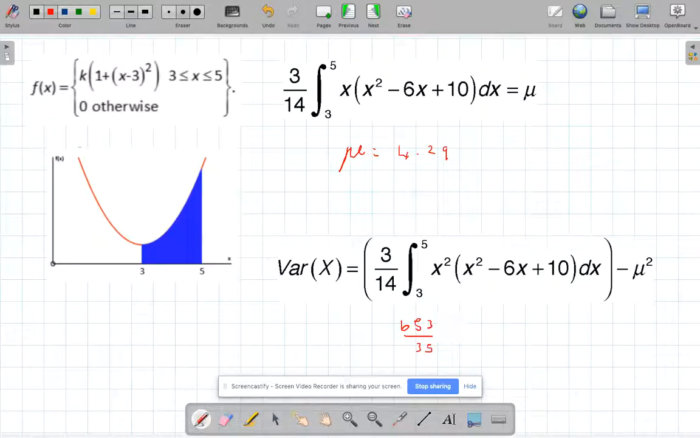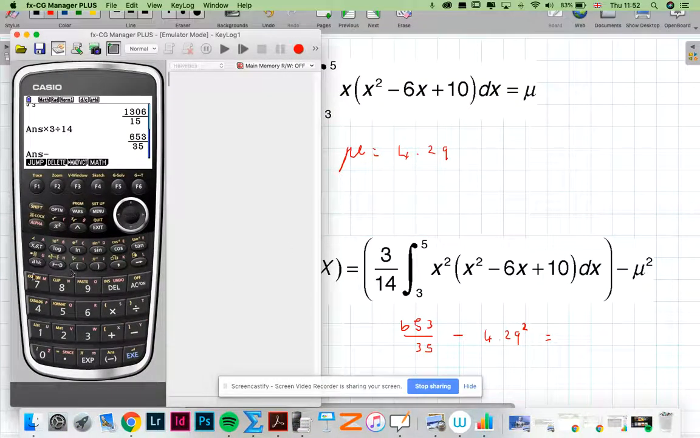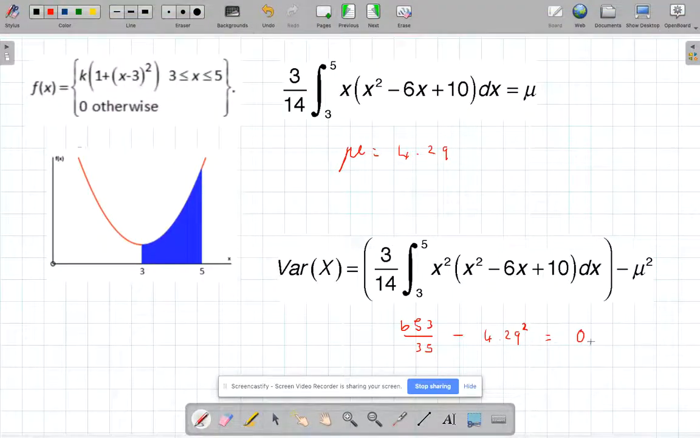That's obviously going to give me a decimal answer, and I'm going to take away 4.29 squared. And now this, again, I'm going to go back to my calculator, take away 4.29 squared, and here we go, 0.253. So that is the variance, 0.253. So the mean and variance, fairly straightforward. The mean, I just times my function by x. The variance, I times it by x squared, but take away the mean squared.